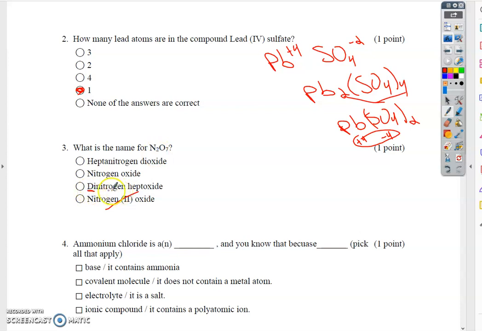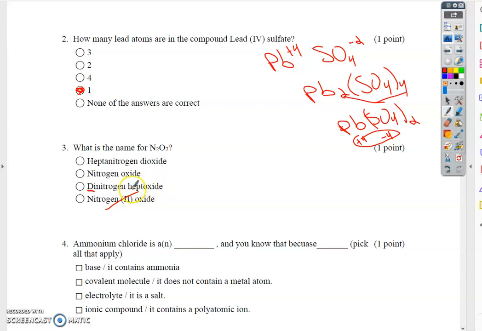The first element you never change the ending of, but you have to add a prefix if there is a subscript, so you would never actually start off mono here. So you get dinitrogen, 7 is hepta, so you get heptoxide. Sometimes you might see an A in here. Sometimes they leave it out. Either one is fine. Heptoxide or heptaoxide mean the same thing.